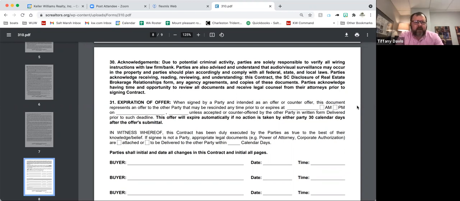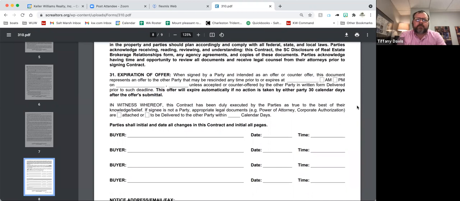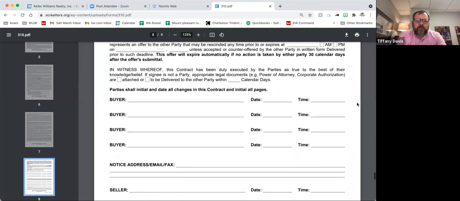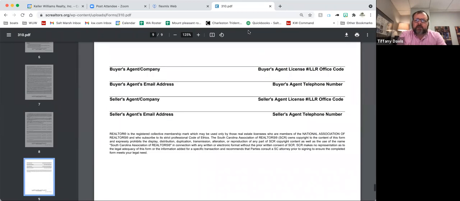Expiration of offer. I'm submitting this offer at this time. You need to get back to me at this time. If you don't get back to me by this time, it could become a voidable contract. And then signatures, everything else signed, sealed, and delivered. And that's Form 310.